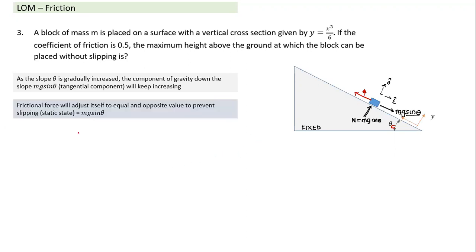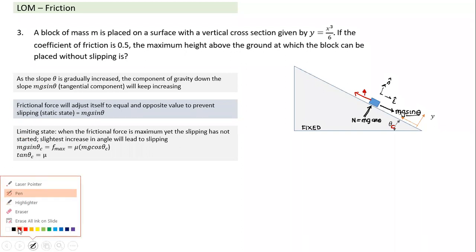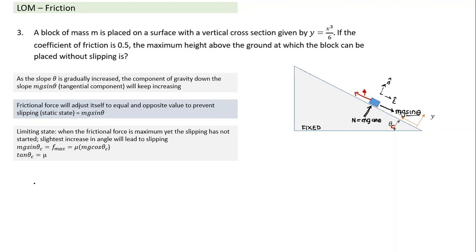Below the critical angle, friction will adjust itself equal and opposite to prevent slipping, so acceleration is equal to zero. That is the static state. Then we have something called the limiting state. Limiting state is important to understand. All questions which use the wording of maximum and minimum always refer to a boundary state. Boundary state is a condition between static and kinetic. Limiting state is when friction force is maximum, yet slipping has not started. If slipping has not started, acceleration is still zero.